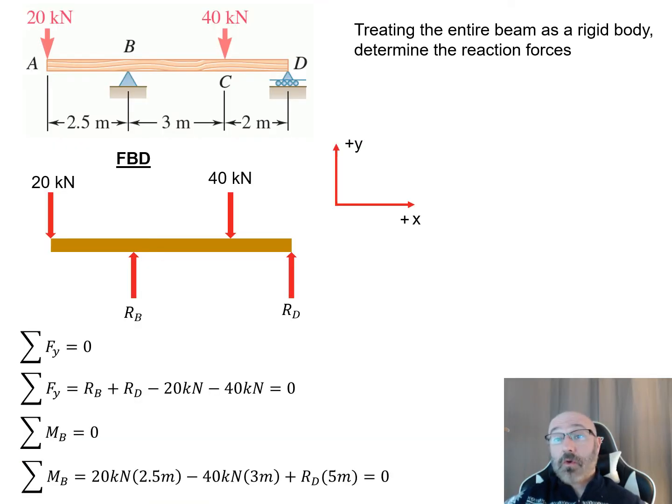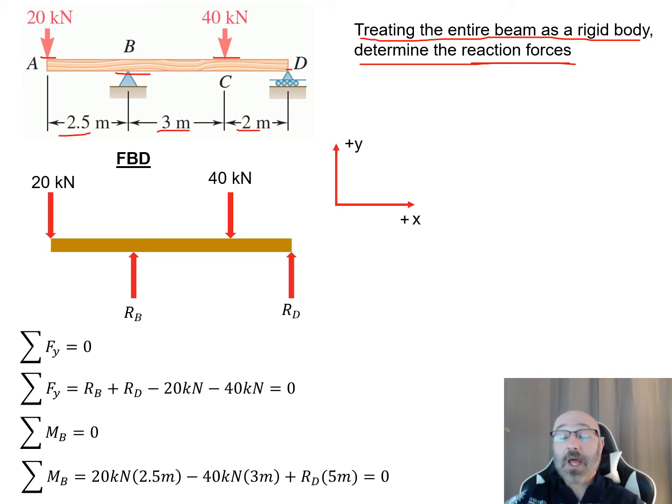Now let's go through how we came up with those values for our reactionary forces. We want to go back to that procedure for analysis, where we're talking about treating the entire beam as a rigid body and determining these reactionary forces. In this step, we start with our initial diagram up top. Again, we can see our simple supports at D and at B, and that's where we want to determine these reactionary forces. We have our external loads of 20 kilonewtons and 40 kilonewtons acting at A and C respectively, and we have our distances between all of these.